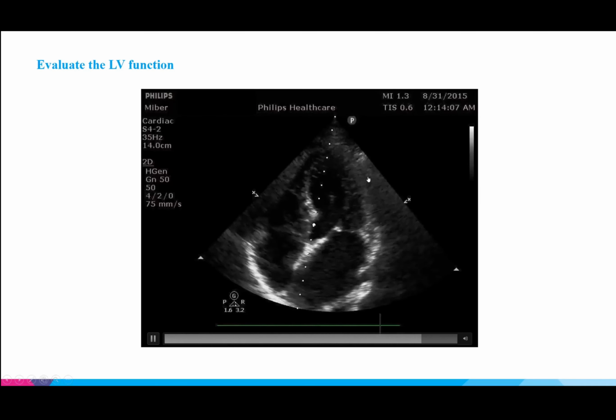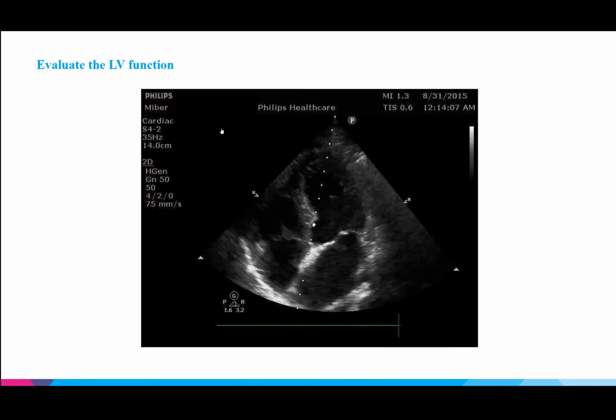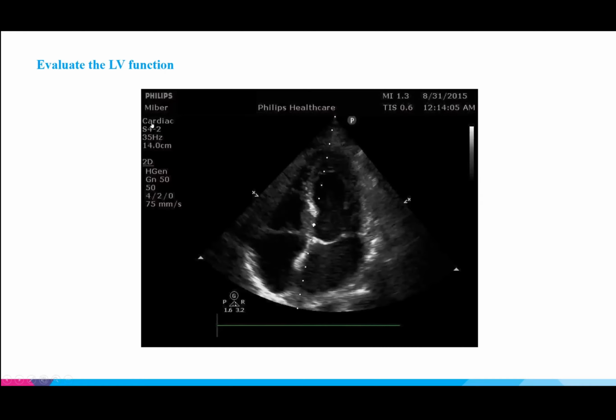Any questions about that one? And then, yep, I see it. Sorry, I forgot to quiz you guys, but you accurately described this as an apical 4 chamber view. Excellent.